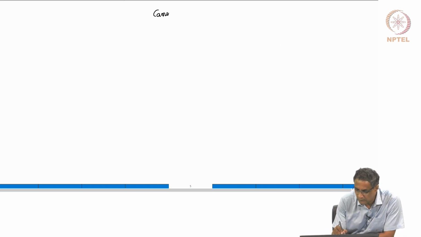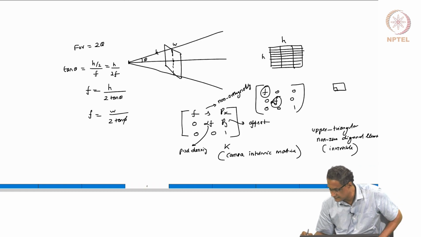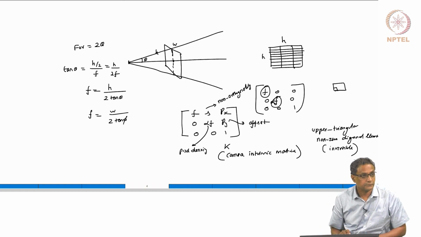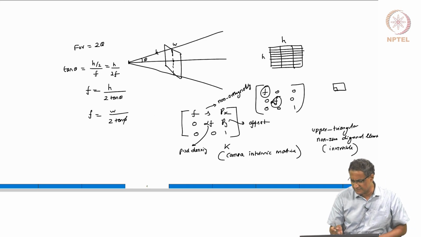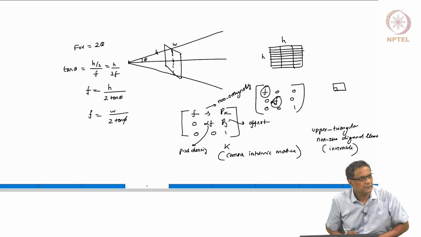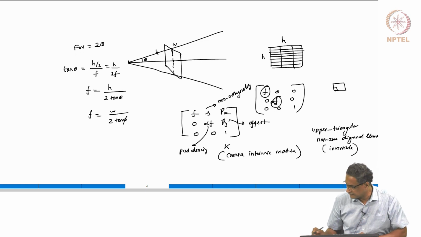So what is the name you give to alpha? I don't think we give any name, just a factor there. No, so you wrote something. Oh, I just said pixel density. It represents the density, but I don't think they have a name for that. Even for S, they don't explicitly say it's a shear, but that's what it is supposed to encapsulate.